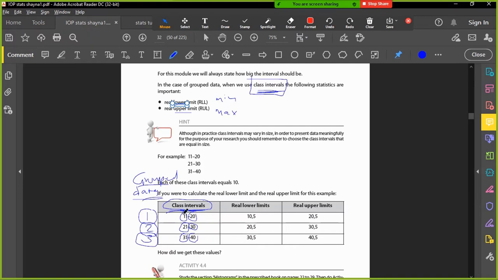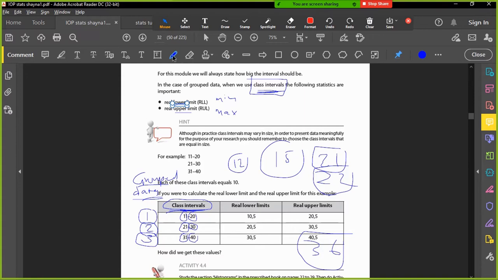So you might have an observation of 12. Where would 12 fall? In interval 1, 2, or 3? 1. Where would 15 fall? 1. Where would 21 fall? 2. 22? 2. 36? 3. Okay, so these are observations. Instead of breaking them up into separate observed values, I can group them.